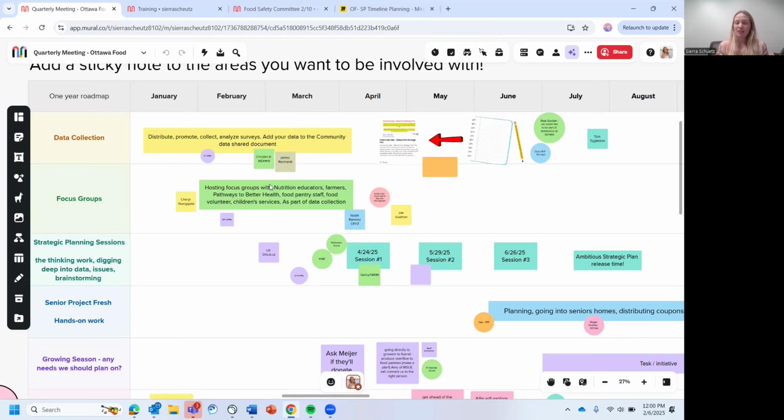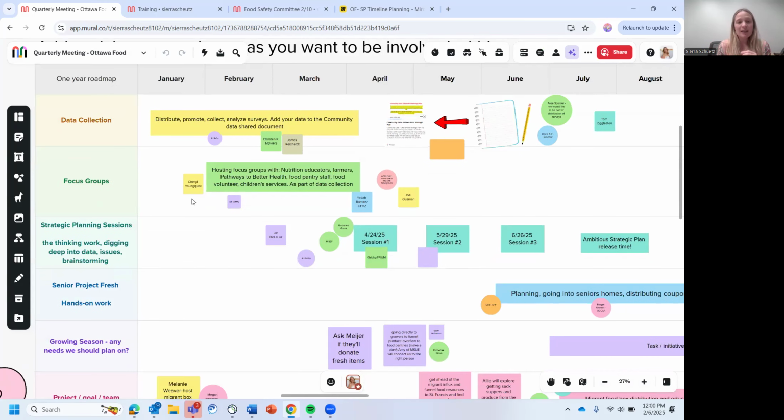All this information is used just for internal use to guide that strategic plan. And I'll talk more about our focus groups in a moment. But again, if you want to be involved in this, please add your name on a sticky note to this initiative so that I can get you plugged in.